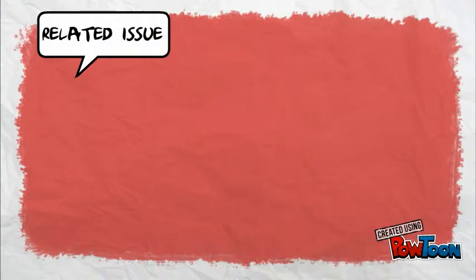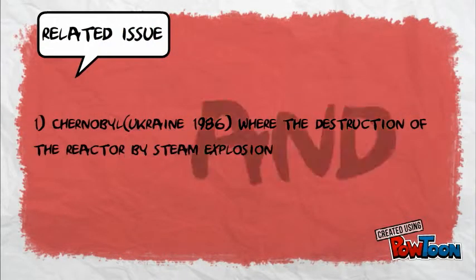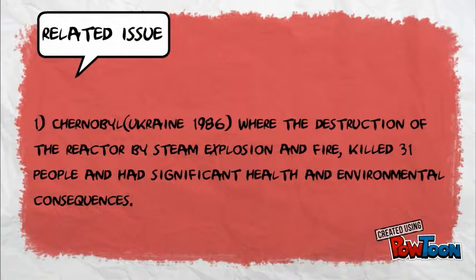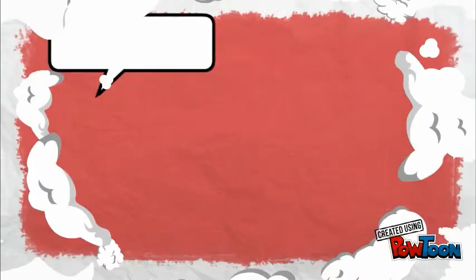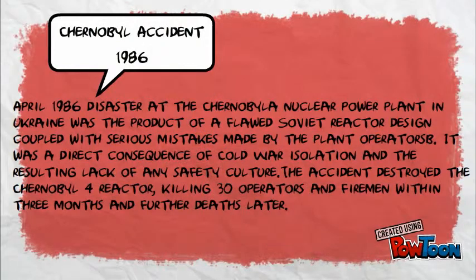In 1986, a nuclear accident occurred in Chernobyl, Ukraine, where destruction of the reactors by steam explosion and fire killed 31 people and had significant health and environmental consequences. The disaster was caused by a serious mistake made by the operators.